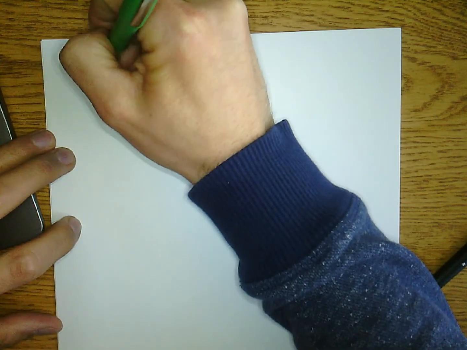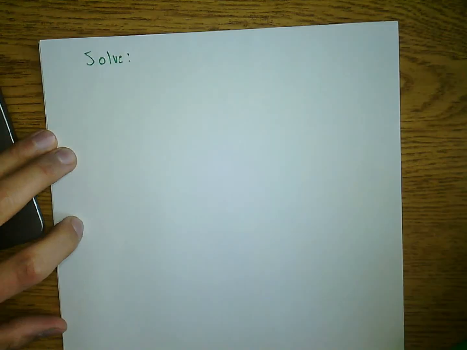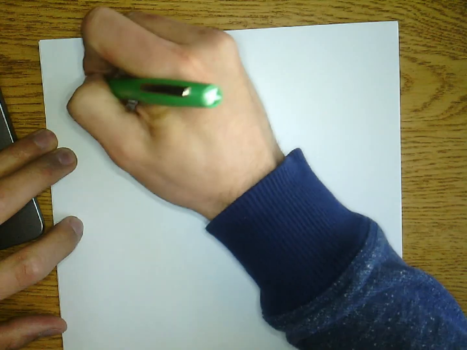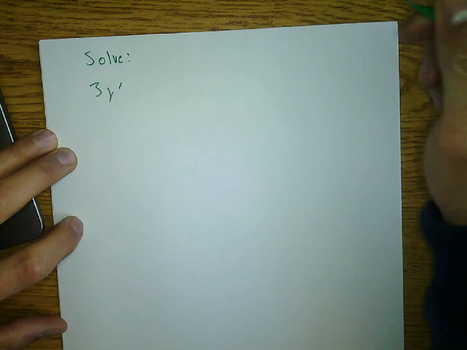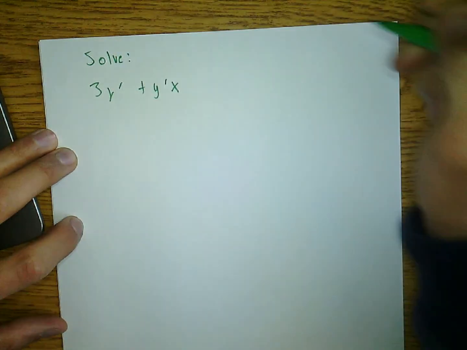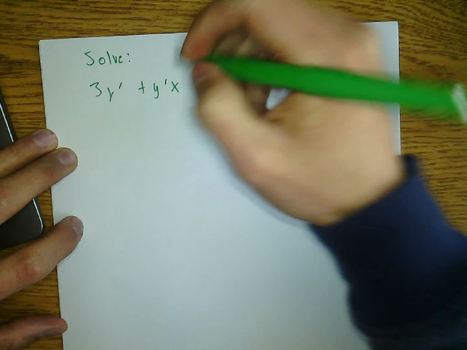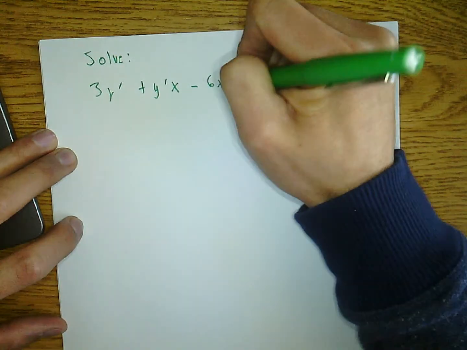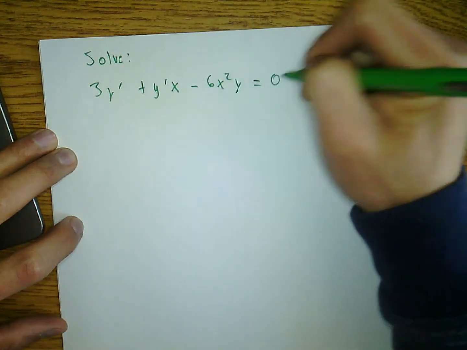So once again, the instructions are to solve the differential equation, and the differential equation that I'm going to give you is 3y prime plus y prime times x minus 6x squared y is equal to 0. Okay.